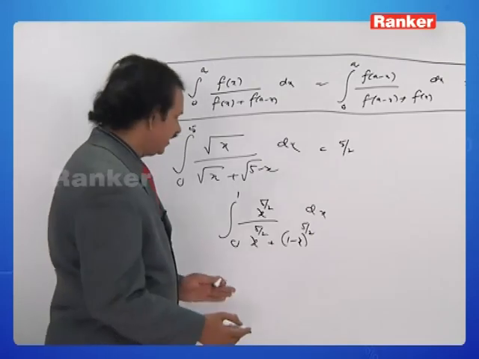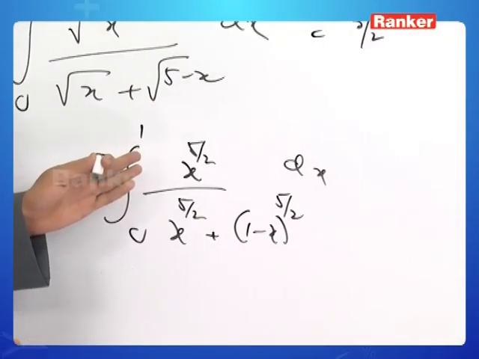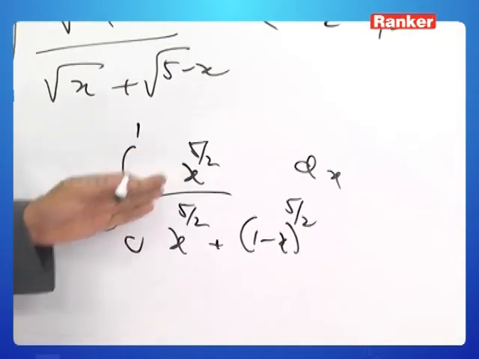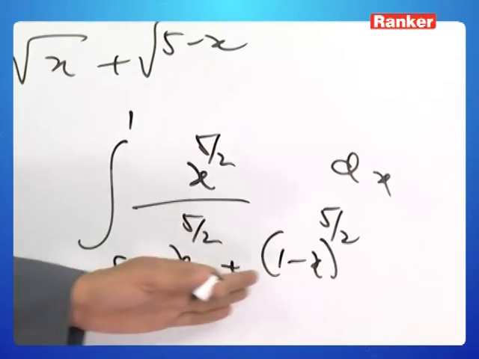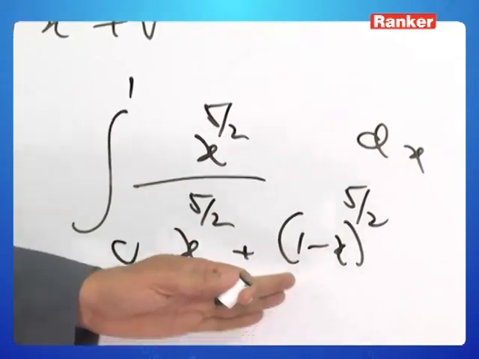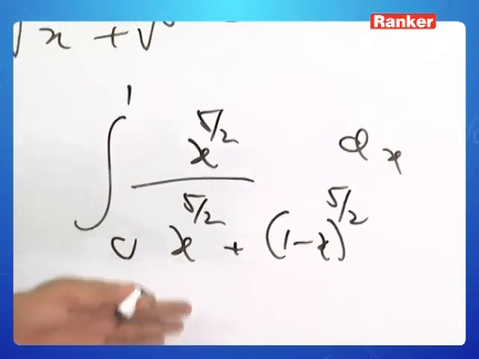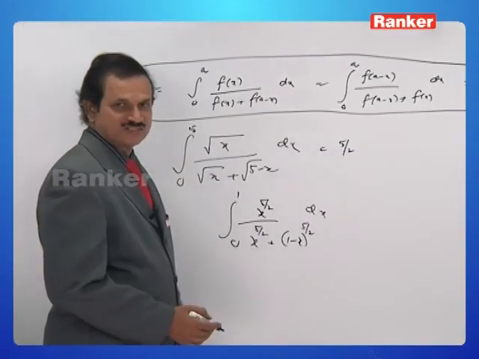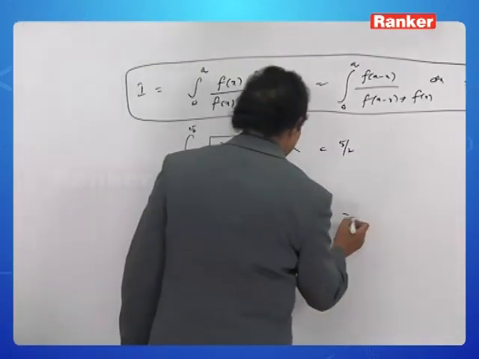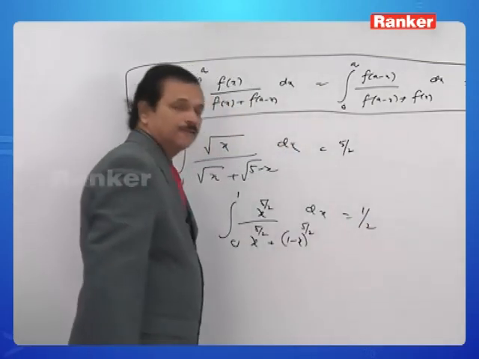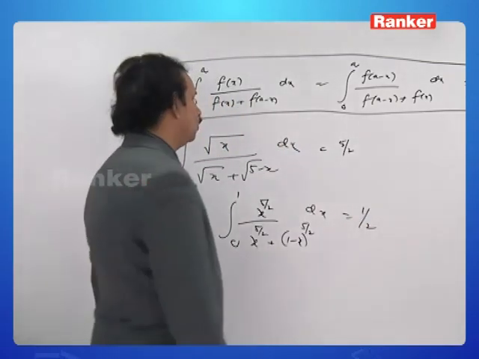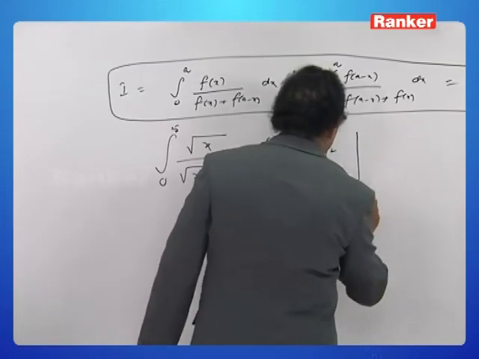What is the answer? In the place of a, what are you having? A is 1. Of course, f of x is x power 5 by 2. F of a minus x is 1 minus x whole power 5 by 2. And the denominator looks like f of x plus f of a minus x, isn't it? Hence, the answer is 1 by 2. Direct answer is 1 by 2. Well done.